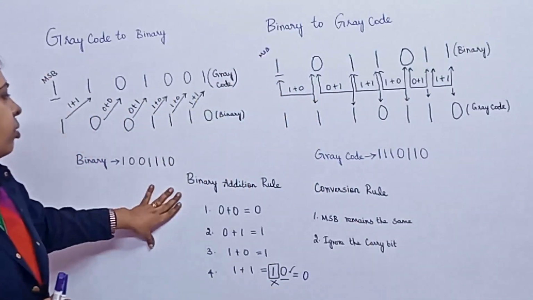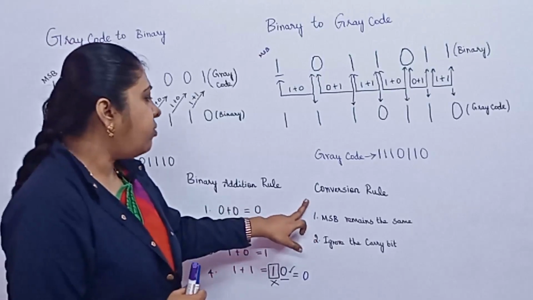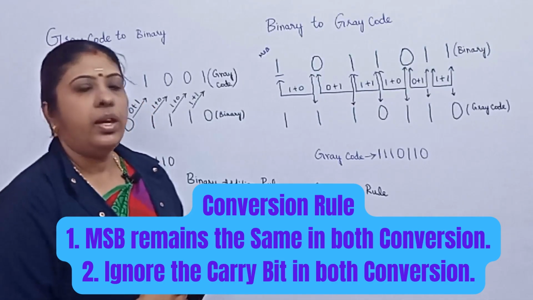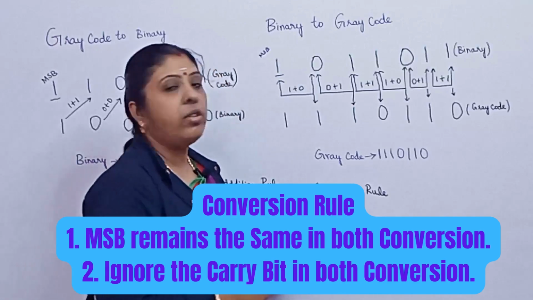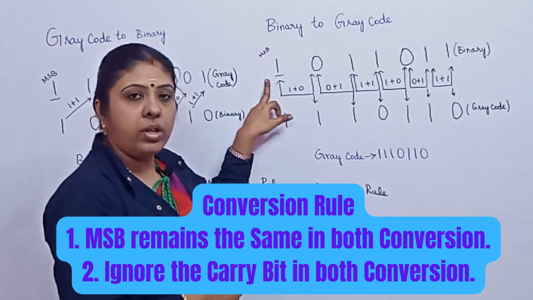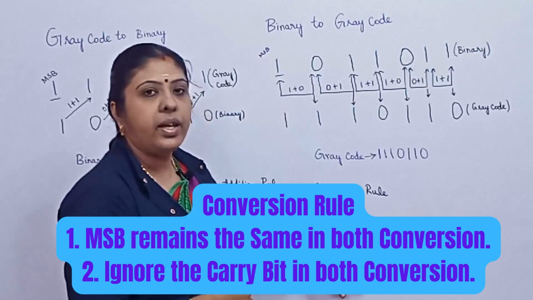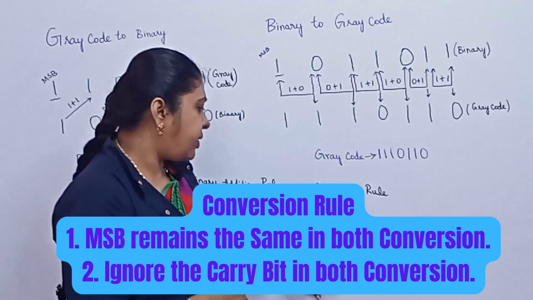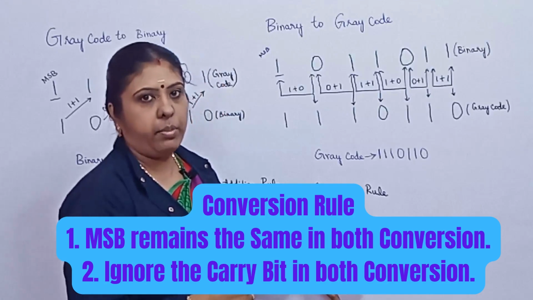First, we want to know about the binary addition rule and the conversion rule. In the conversion rule, it has been told that the MSB remains the same. MSB is nothing but the most significant bit. That is, in a particular bit sequence, the first bit is called the MSB. In both the conversions, the MSB remains the same. Similarly, during binary addition, the carry bit is ignored. So the second rule is to ignore the carry bit. These two rules you have to remember.